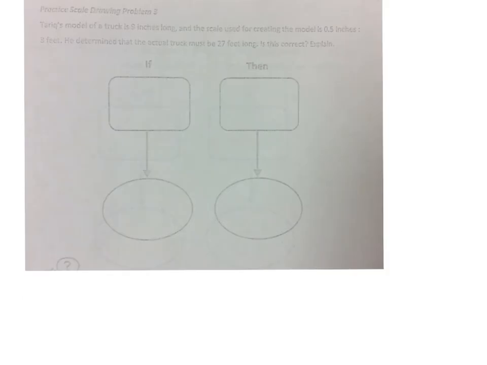All right, the next question says, Tariq's model of a truck is 9 inches long, and the scale used for creating the model is 0.5 inches is to 3 feet. He determined the actual truck should be 27 feet long. Is he correct? And explain. Basically, we just have to figure out if he did the right math or not. So I'm going to start out by finding my ratio statement. Right there it is. My scale is 0.5 inches is 3 feet. So that's where you would write in your if spot.